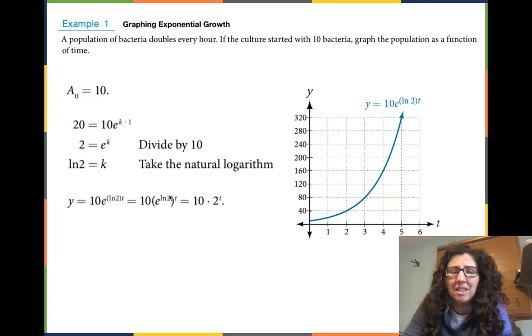And what is e to the natural log of 2? Well, they are inverses, right? So that's just 2. So we would get this equation here. And we can graph that. The y-intercept is at 10. It's going to be exponential growth. At time 1, we know that it's 20, right? So here could be a second point, and we could connect the graph like that.